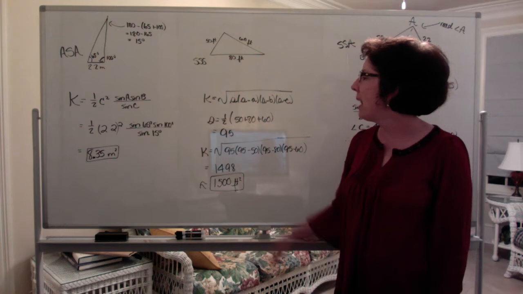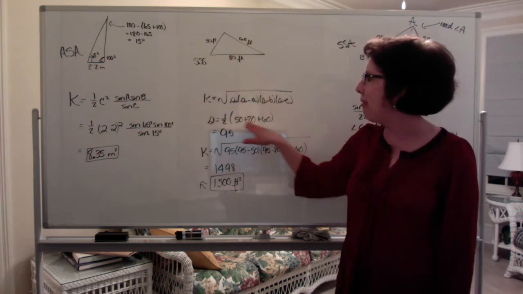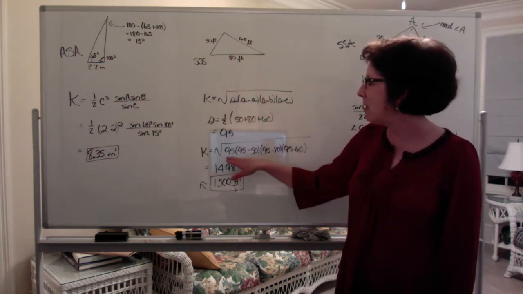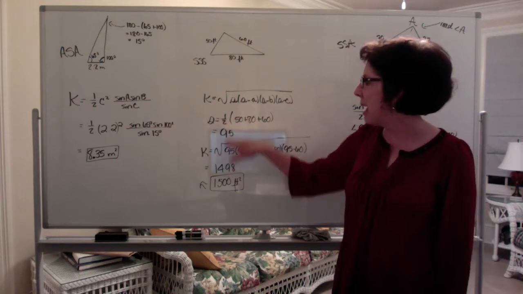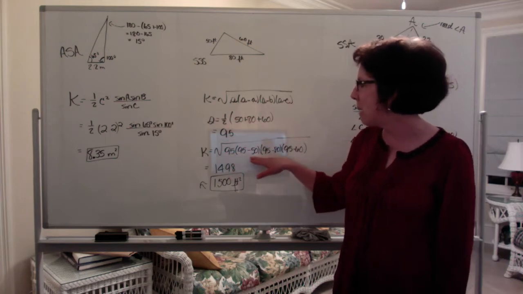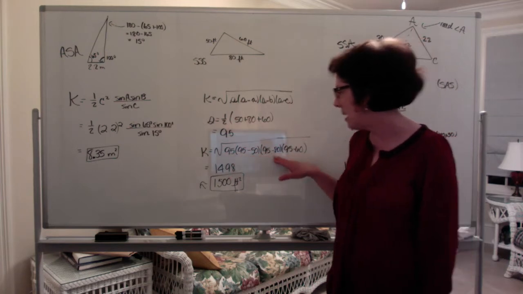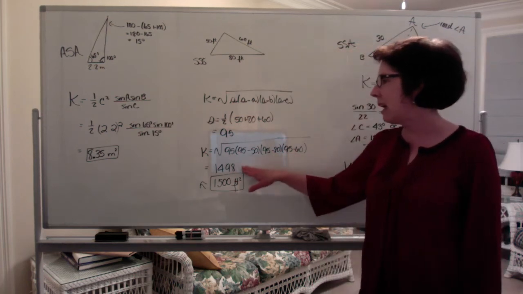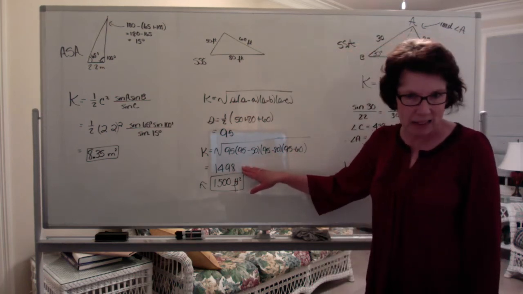First, we're going to go ahead and find the perimeter and take half of it to define s, and then we will put s in the square root, so the square root of s times s minus the first side times s minus the second side times s minus the third side length, and here I get 1498.